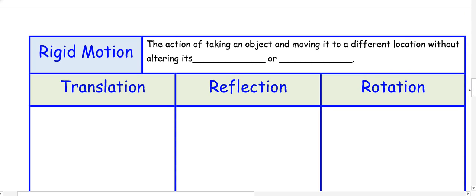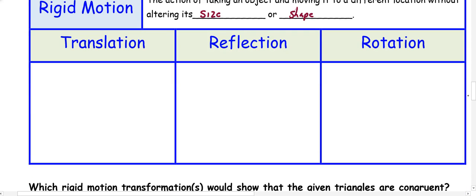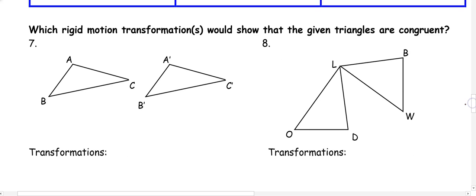Now, thinking back to rigid motion, remember that rigid motion is an action of taking an object and moving it to a different location without altering its size or shape. So remember that a translation moves an object. Remember that a reflection flips an object, and that a rotation turns an object. So which rigid motion transformation would make the given triangles congruent?